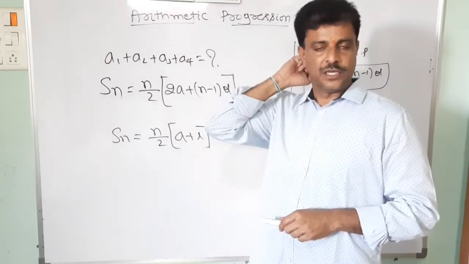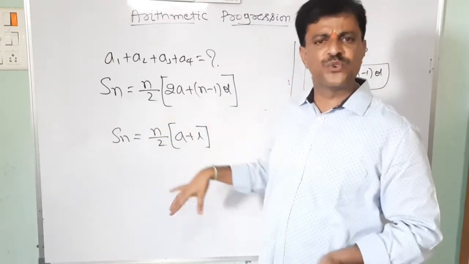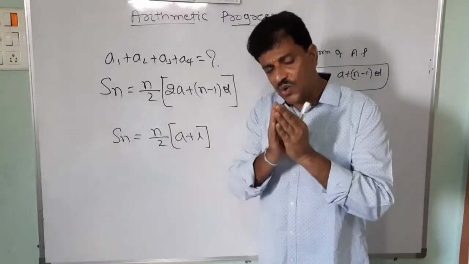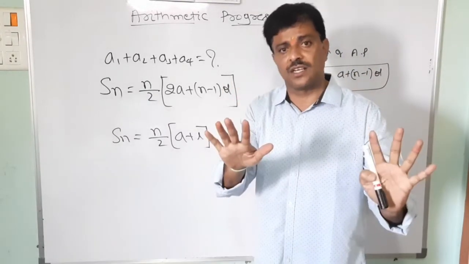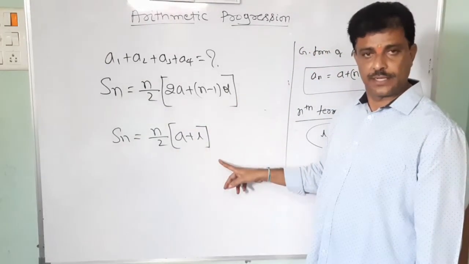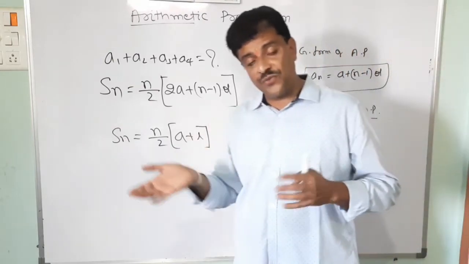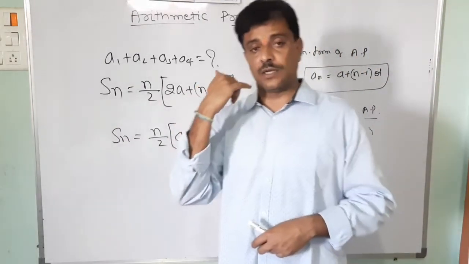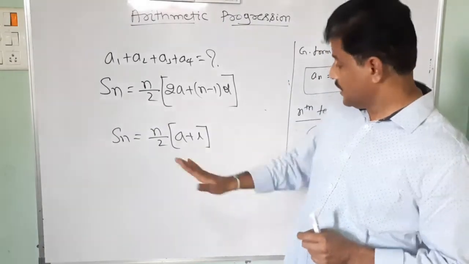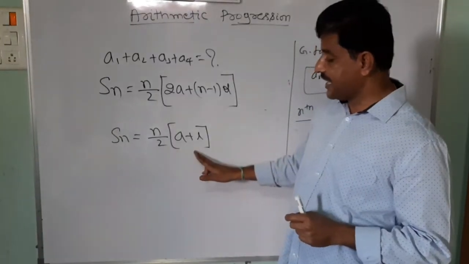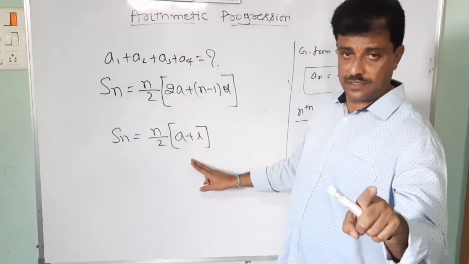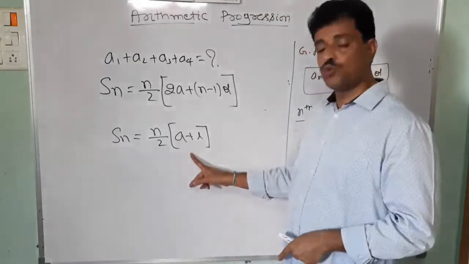Take care here. When given first term and last term, use this formula: Sn is equal to n by 2 into (a plus l). When the first term and common difference are given and the last term is not given directly, use the other formula.